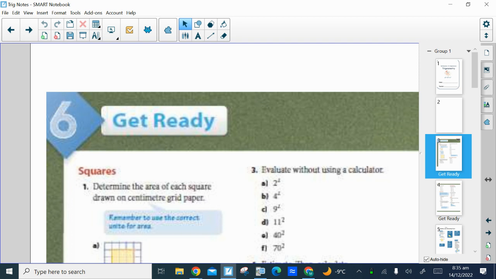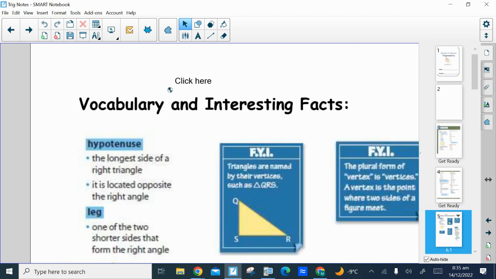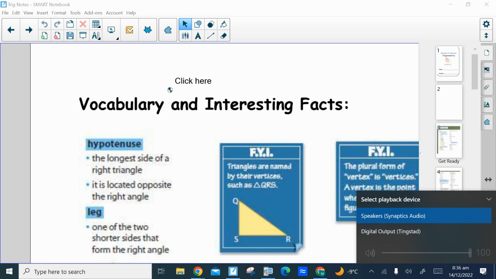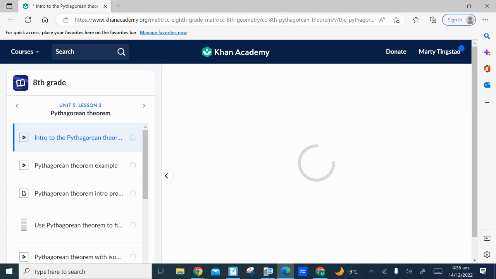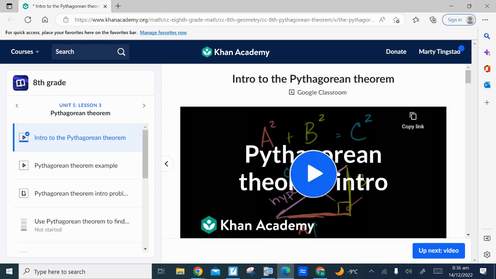Grab the booklet here, Kiana. So let's skip to page number 5. Let's see if this works. Nope.